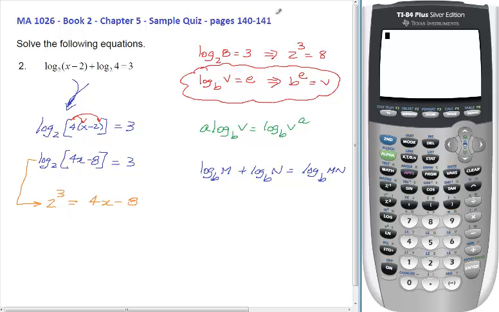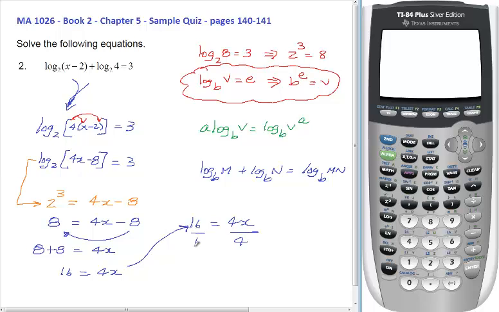Now simplifying, of course, I get what? 2 cubed is 8 equals 4x subtract 8, and now I simply solve for x. Adding 8 to both sides, in other words bringing the 8 over to this side, I get 8 plus 8 equals 4x, and 8 plus 8 is 16, so 16 equals 4x. What do we do then? We divide each side by 4, and you can see the answer there now. x is equal to 4.